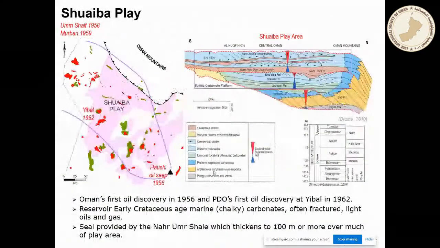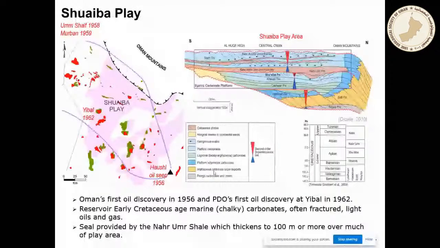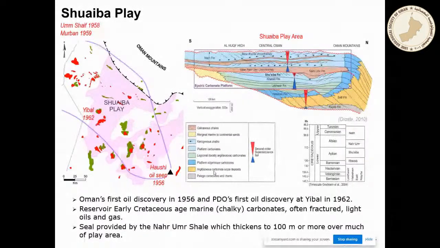And then we get to the Shuaiba play. Shuaiba play is also very complex. Now, in the Shuaiba play, I think I can comfortably say that the main issue in the Shuaiba reservoir is not actually fractures, although they can be heavily fractured as well. But the main issue is facies, because Shuaiba, unlike the Natih, is kind of consistent in terms of facies, at least within the Fahud and Natih fields. But Shuaiba is highly variable in terms of facies.